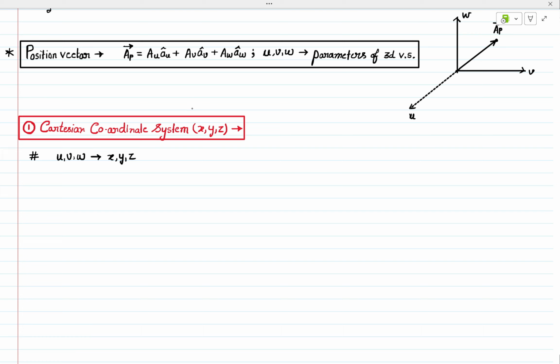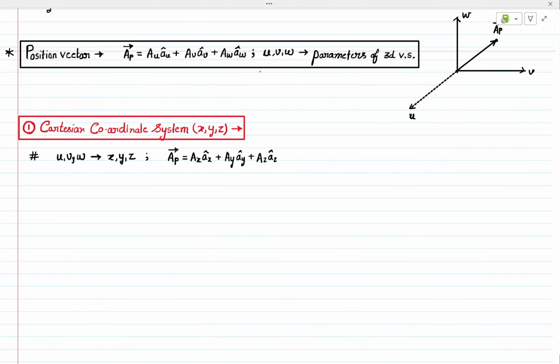Because in the three-dimensional plane of the Cartesian coordinate system, the parameters are x, y and z respectively. As u, v and w have been given by x, y and z, then what will be the position vector AP inside the Cartesian coordinate system? Very easy. That is Ax in the direction of x. It is a three-dimensional vector, so it must have three components: Ay in the direction of y and Az in the direction of z.